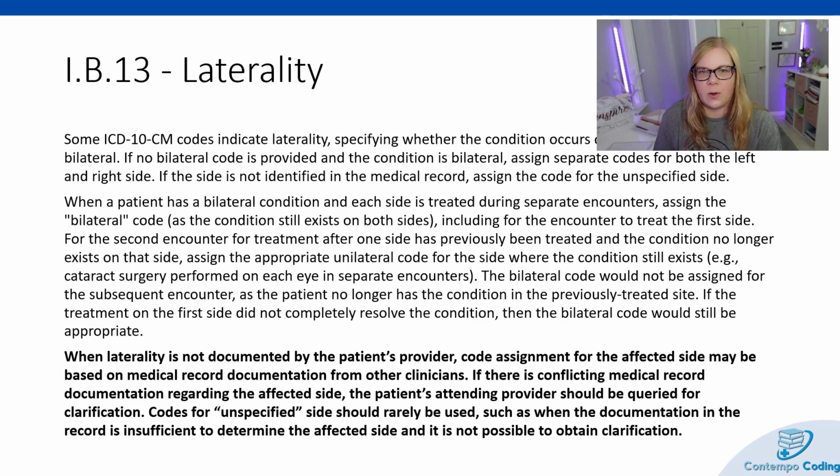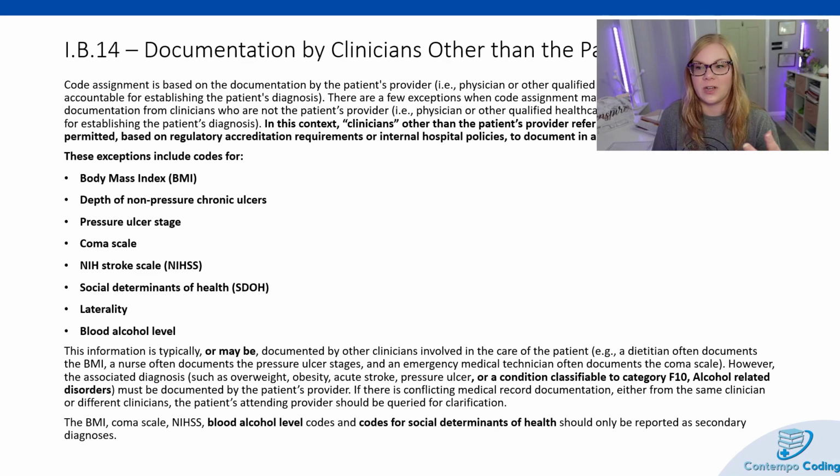We have to clarify, was it the right, was it the left? Did they have both, but maybe they only treated one that day? It also notes that codes for unspecified side should be rarely used. So basically only when the documentation doesn't support it and we are not able to query that provider and say, hey, you did carpal tunnel surgery on this patient. Was it the right side of the patient or was it the left side of the patient? They should really be documenting right or left and not leaving that just stating carpal tunnel.